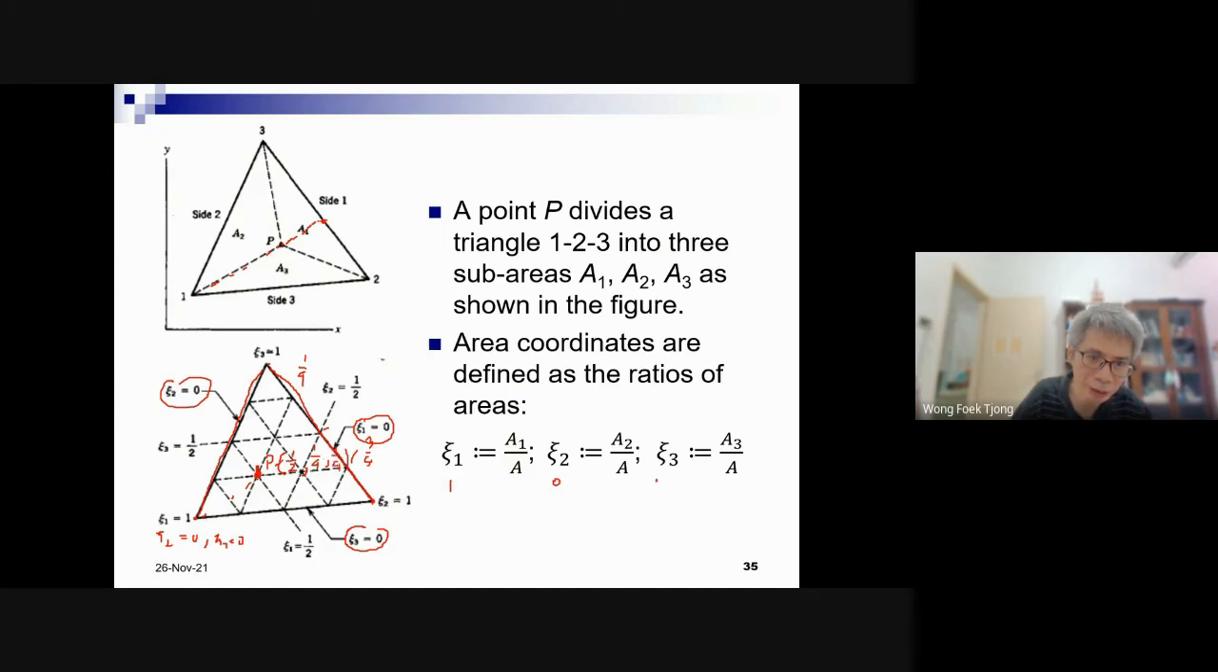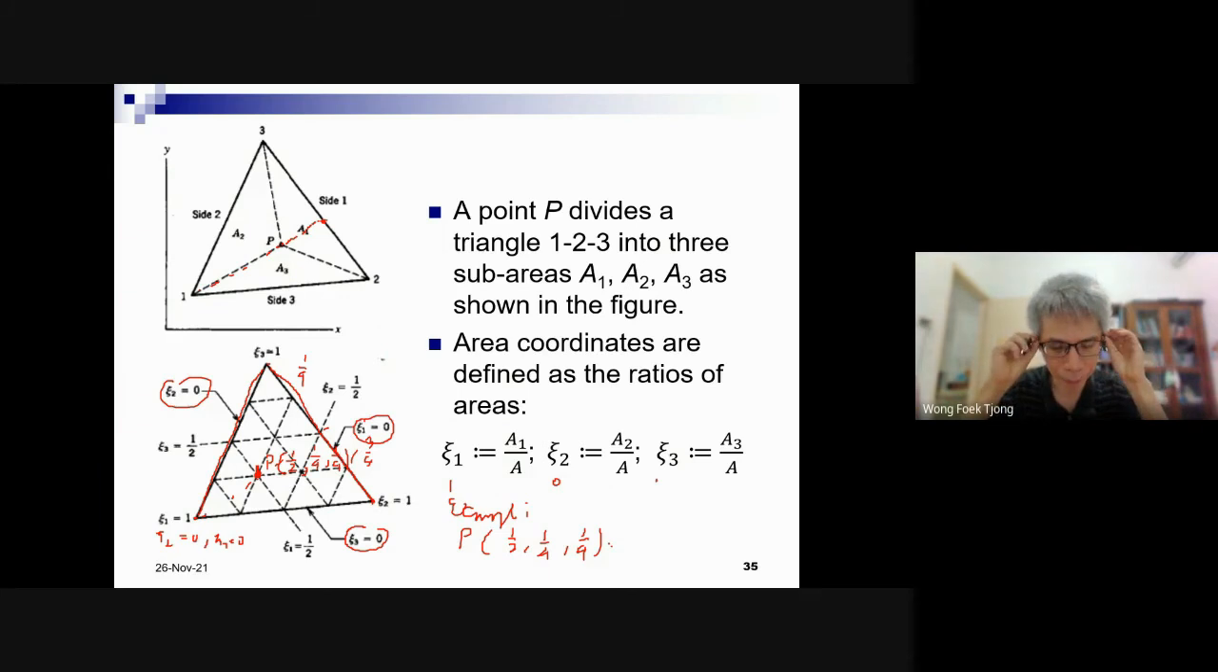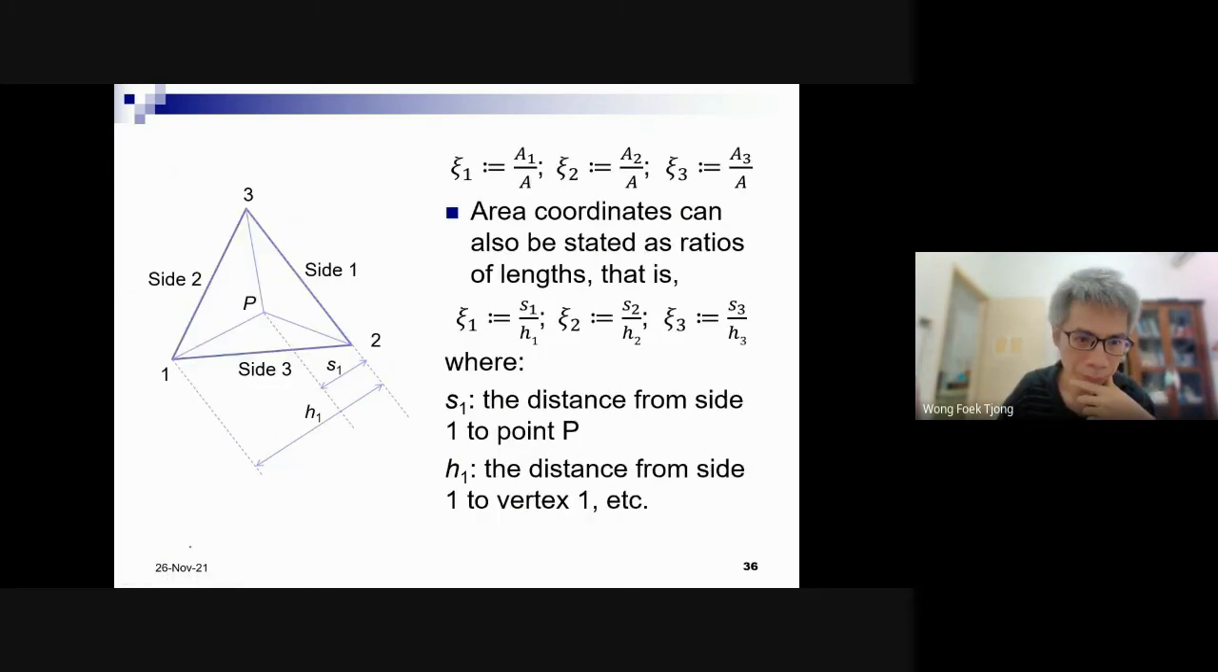So the coordinate of this point is described by, for example, P has the coordinate using area coordinates 1/2, 1/4, 1/4. Okay, so this is area coordinates. As you can see, the area coordinate we can express in terms of the distance from the side.